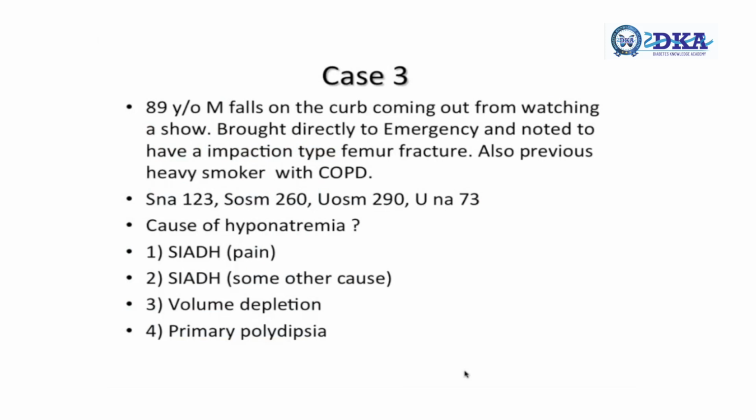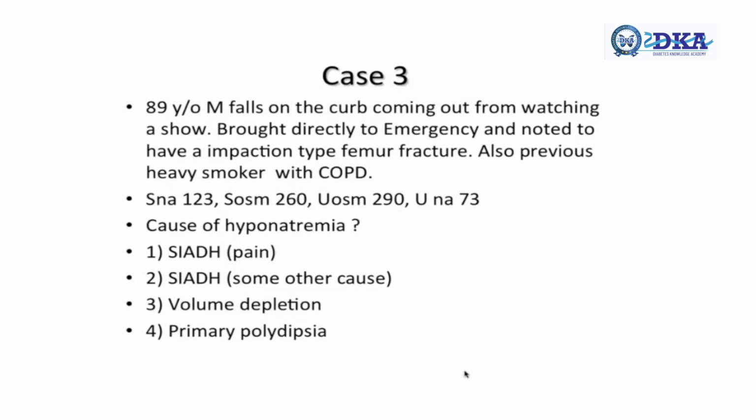Case 3. Here is a patient who is an 89-year-old male. He falls off the curb coming out from watching a show, is brought directly to the emergency room and is noted to have an impaction type fracture of the femur. He's a heavy smoker with COPD. His serum sodium is 123, serum osmolality 260, urine osmolality is 290. Urine sodium is 73. What is the cause of the hyponatremia in this patient?